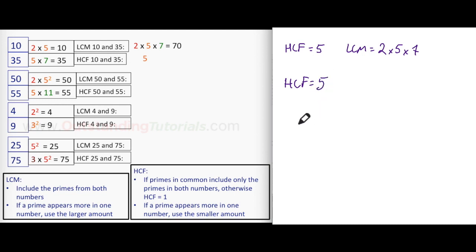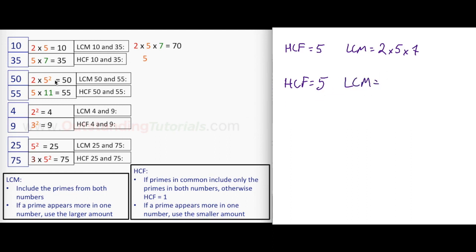That's the biggest factor that's in both. 5 is a factor of both, and that's the biggest one that's in both. And if you just think about it for a second, what is 5 squared? 25. 25 is definitely not in both. So 5 is in both. So, okay, lowest common multiple then.